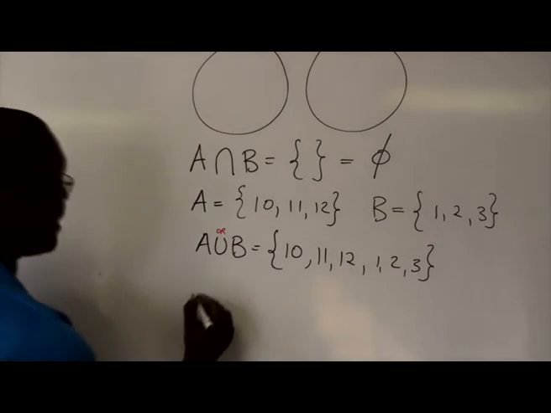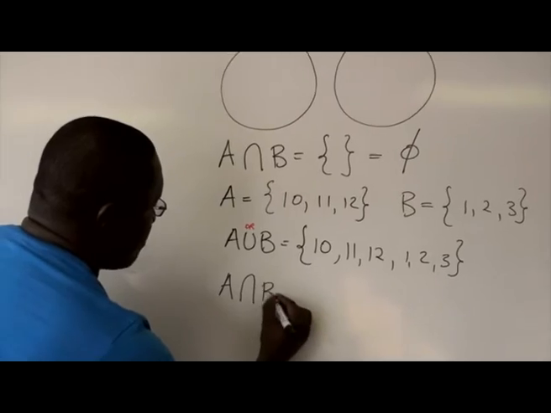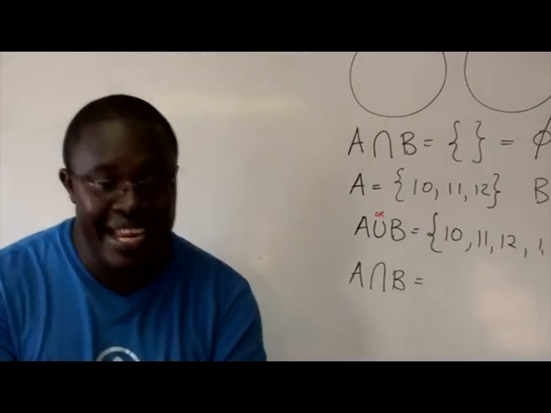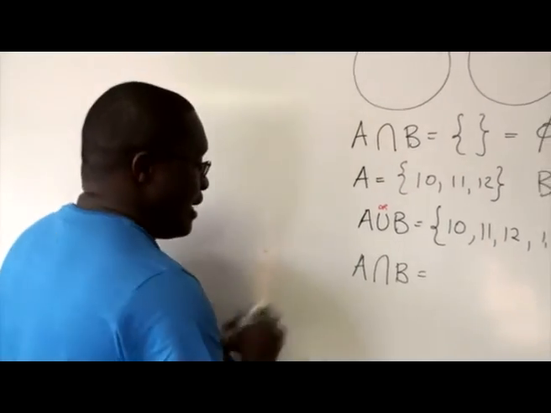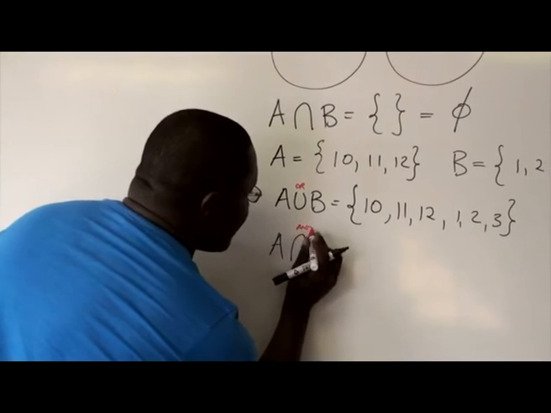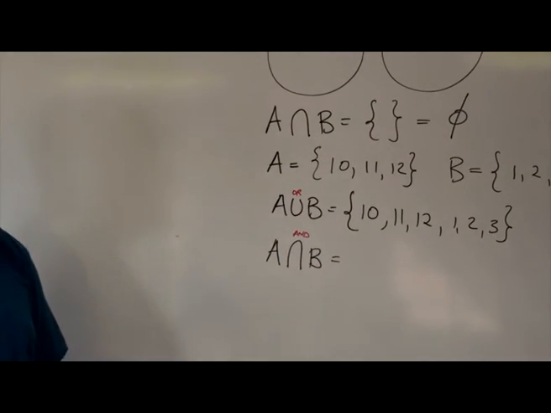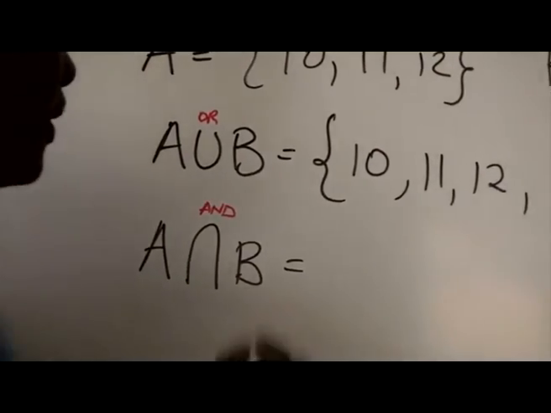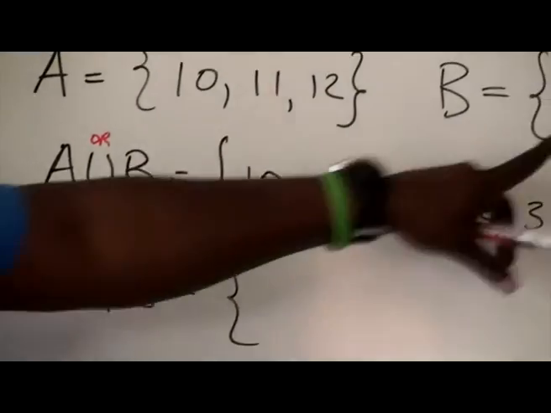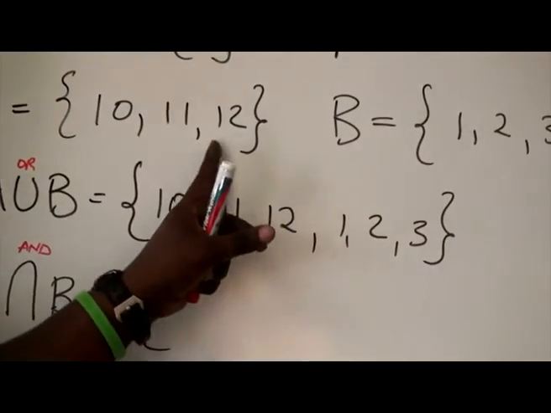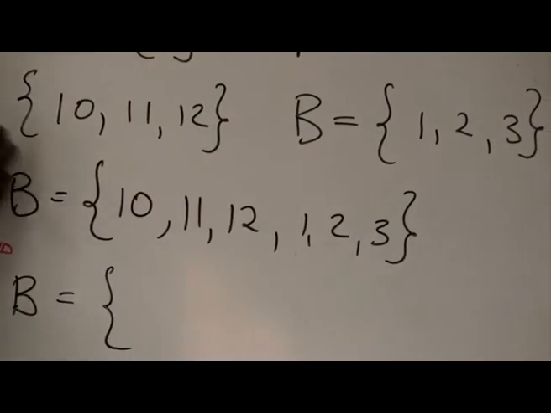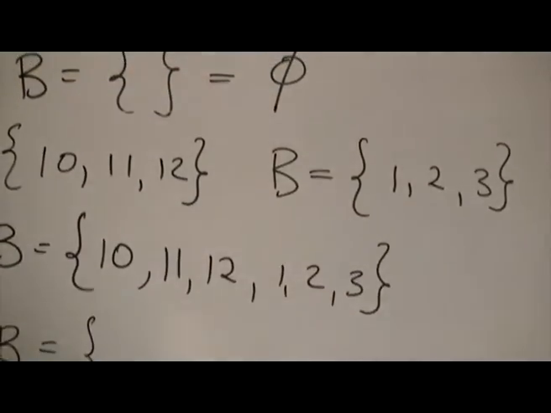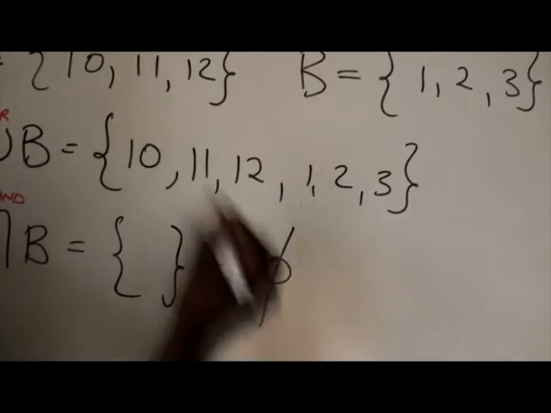Now let's see the intersection. A intersection B means, what are those elements that are in A and are also in B? You need to remember that intersection is "and". So what's in A and also in B? Let's see. 10, is it there? No. 11, no. 12, no. So these two sets are mutually exclusive and the intersection is an empty set. We write it like that or like that.